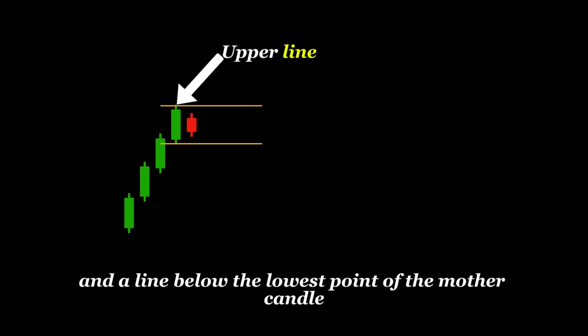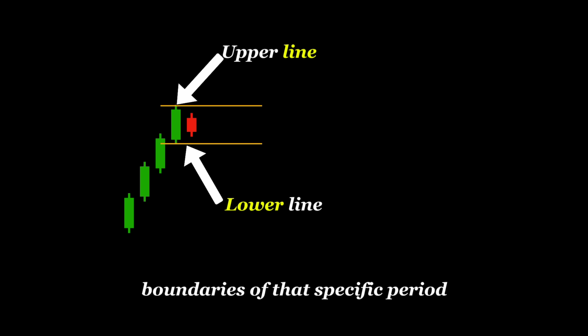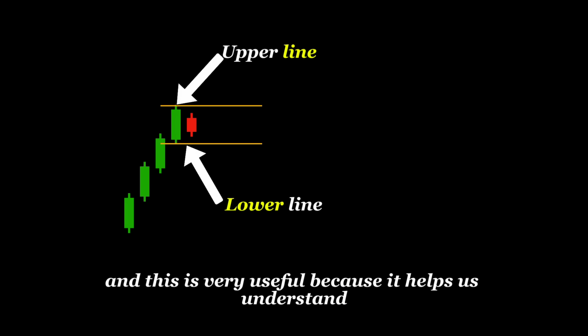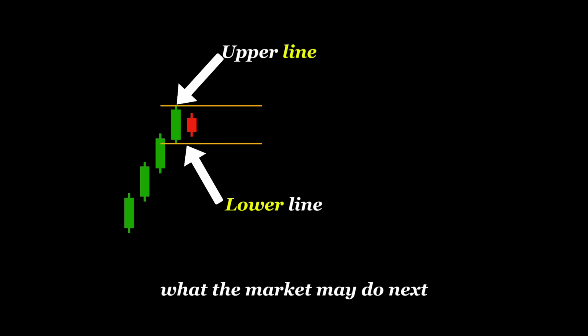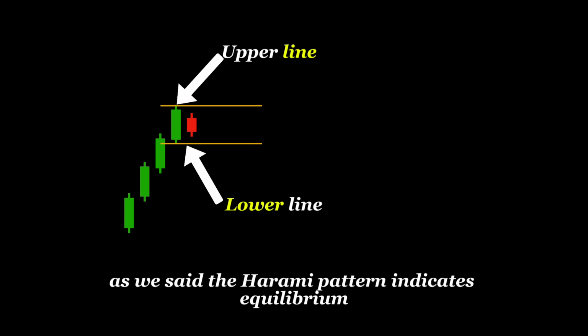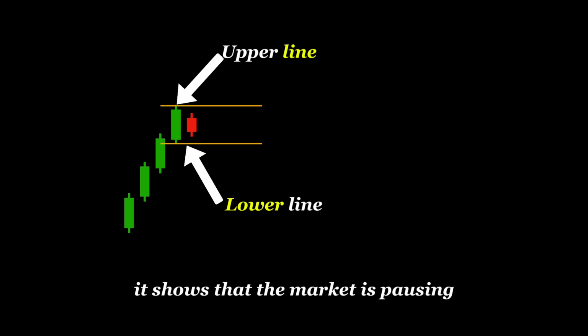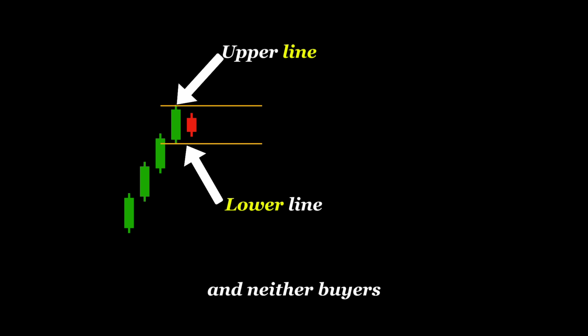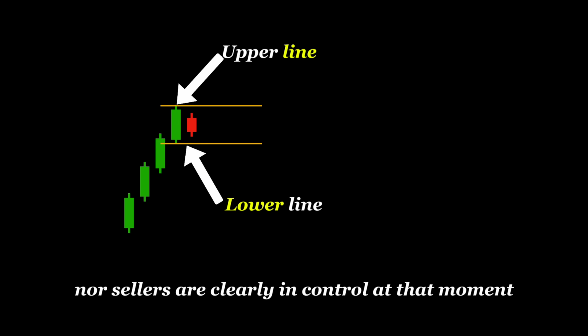mother candle and a line below the lowest point of the mother candle. These two lines give us the range boundaries of that specific period, and this is very useful because it helps us understand what the market may do next. As we said, the harami pattern indicates equilibrium. It shows that the market is pausing, and neither buyers nor sellers are clearly in control at that moment.